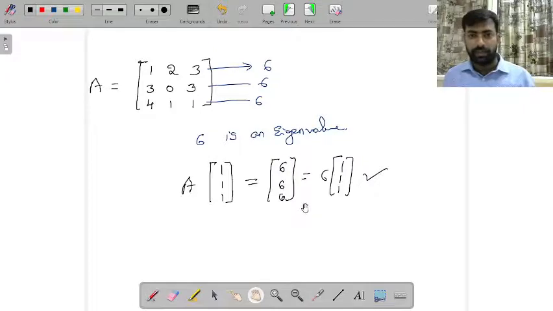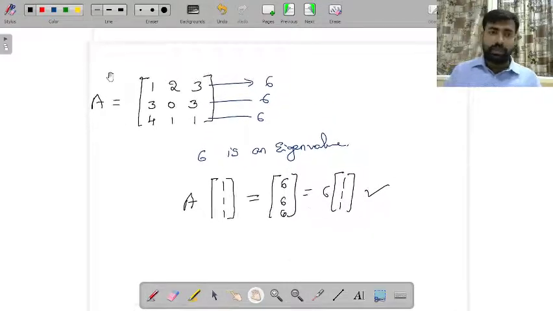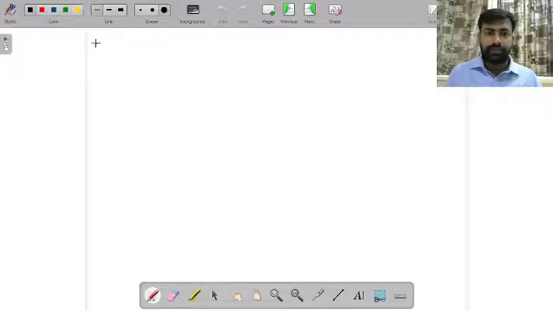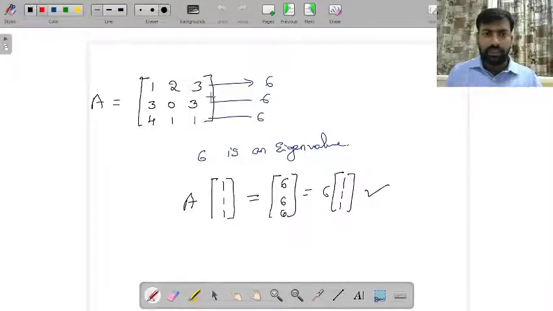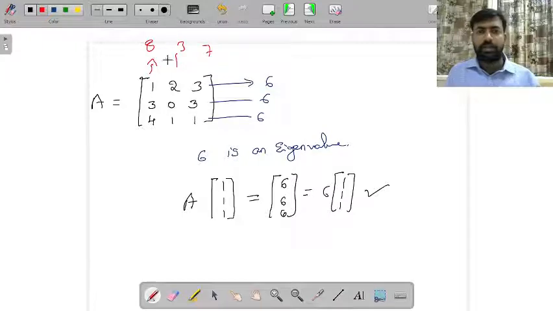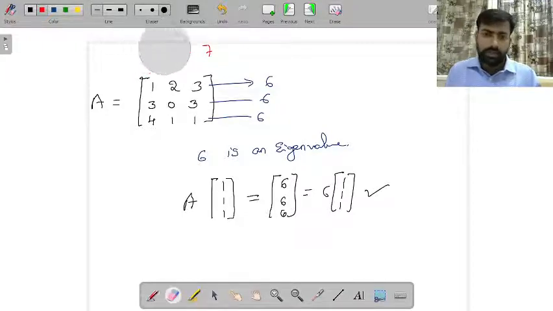Okay, so I hope you understand. And one more thing, suppose the column sum is the same. Let's say you have a matrix, but anyway, let us observe here, the row sum is equal, but if you look at the column sum, this is 8 and this is 3 and this is 7. It is not equal, so I cannot make any comment on it.